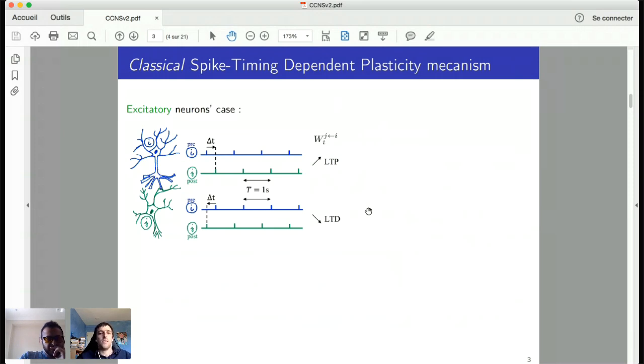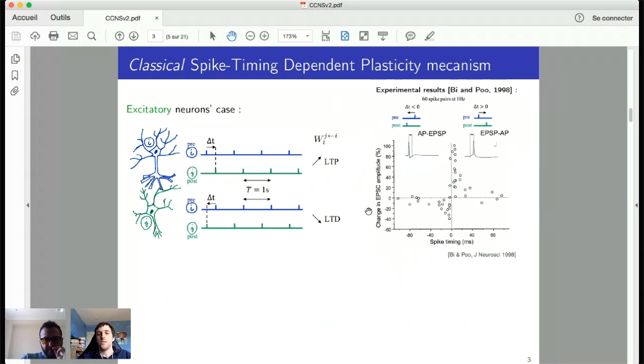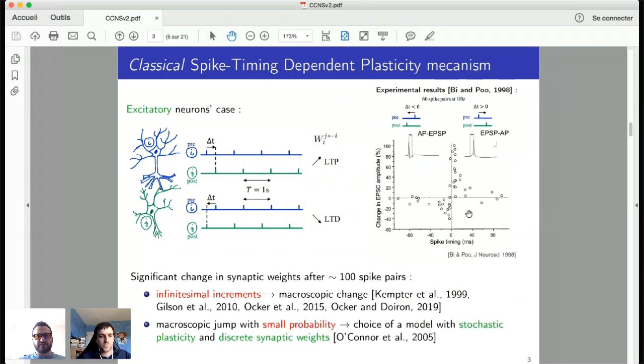This weight change depends on the time delay between the spikes of the neurons, and it has been shown that it follows exponential curves depending on this delay. Another thing in these STDP experiments is the fact that we need a large number of spike pairs before we observe a change in the weights.